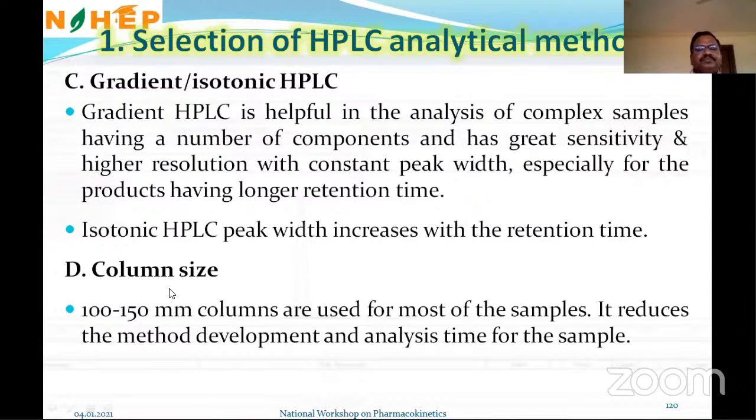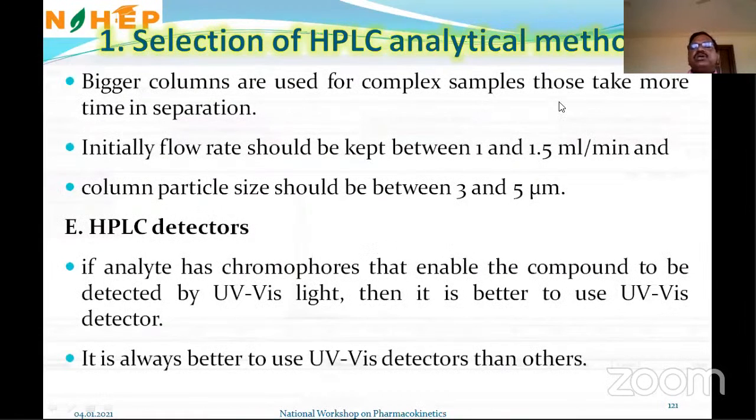Coming to the column size, normally 100 to 150 millimeter columns are used for most samples. This 100 to 150 millimeter column reduces the method development and analysis time for the samples, whereas bigger columns are used for complex samples that take more time in separation. Initially, the flow rate should be kept between 1 and 1.5 ml per minute. Normally the flow rate is 1 ml per minute, whereas the column particle size should be between 3 and 15 micrometers.